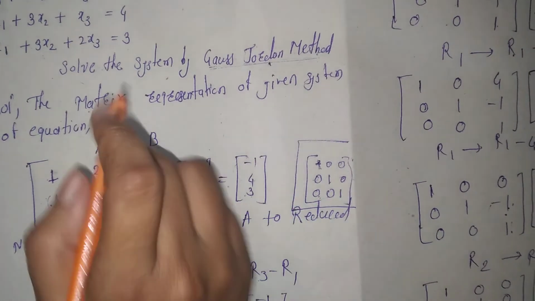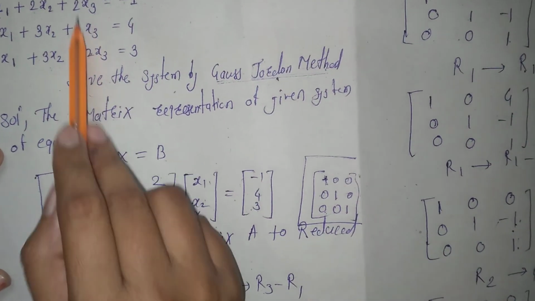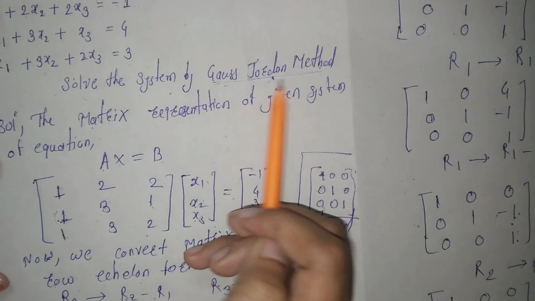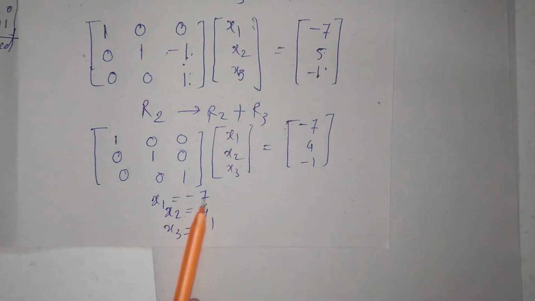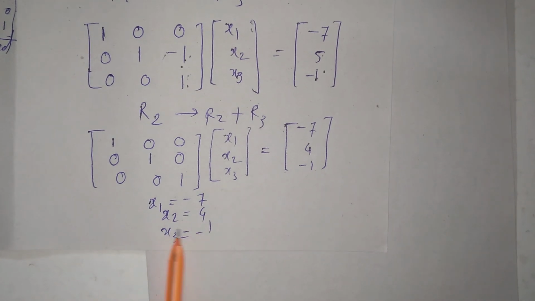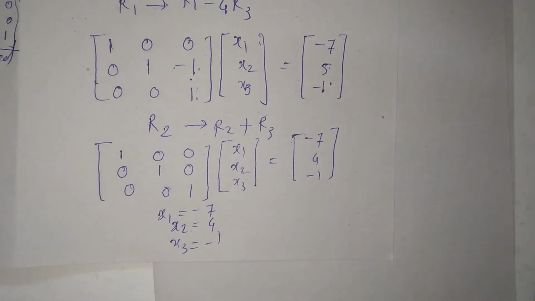This is the system of linear equations. For these three linear equations, using the Gauss-Jordan method, we get X1 equal to minus 7, X2 equal to 4 and X3 equal to minus 1. Thank you.